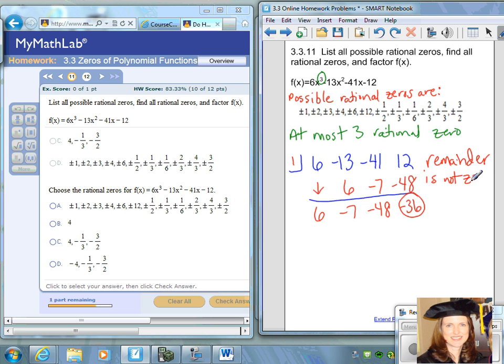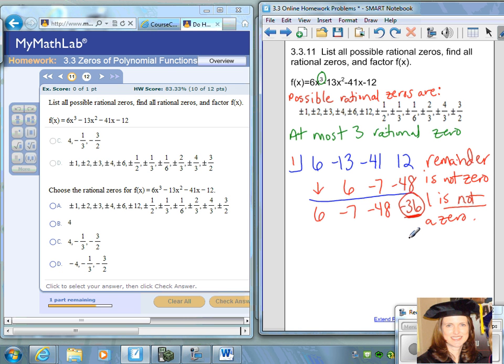So what that means is that 1 is not a 0 of the polynomial function, since we end up with something that does not have a remainder of 0. Now you would try the next one on the list. Go ahead and try negative 1, and see if you get a remainder of 0.